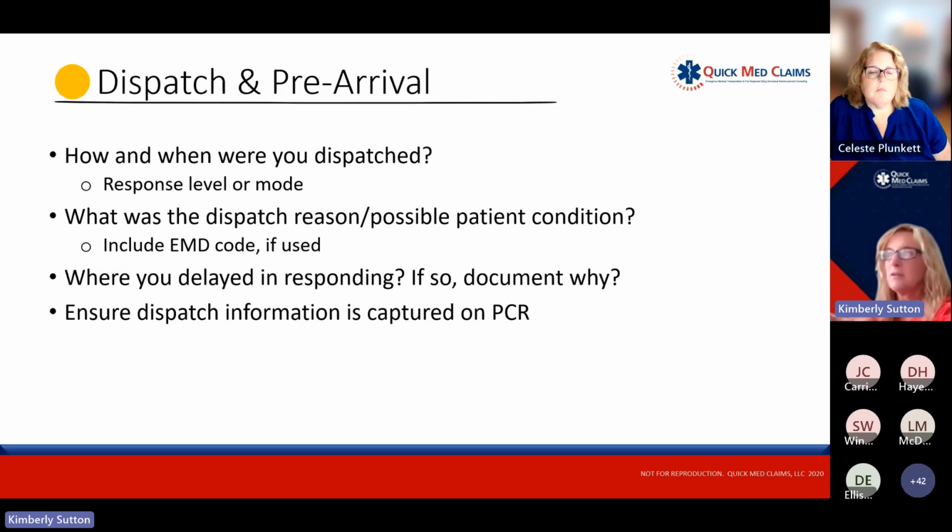that is used. If you were delayed in responding, we need to document why you did not respond on that transport in the time that was anticipated. Ensure dispatch information is all captured on that PCR, and that piece is the valuable piece that we request when the dispatchers are putting in that information on the call intake process.